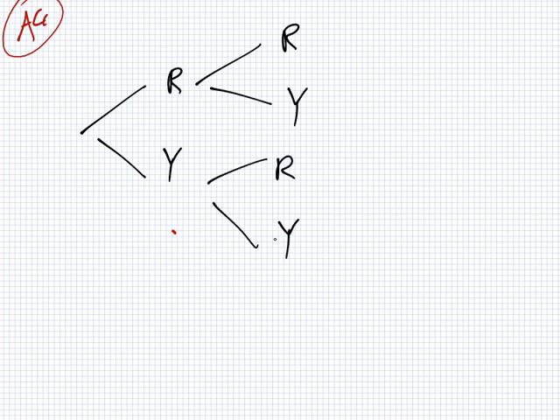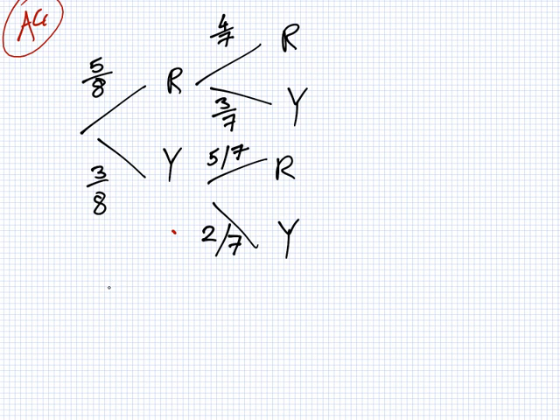At the very beginning, you have a 5 in 8 chance of getting a red and a 3 in 8 of getting a yellow. However, after you take 1 red out, you now only have 4 in 7. So this one must be 3 in 7. And if you take a yellow out at the start, you still have 5 red beads to be taken, but only 7 in total. So this one is a 2 in 7. So the first question was draw the tree.